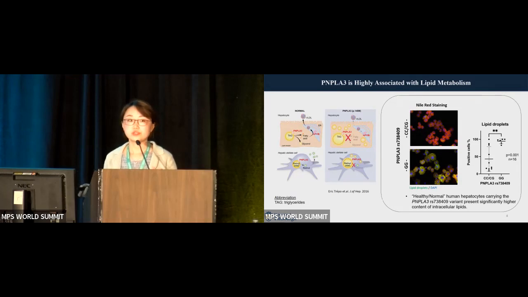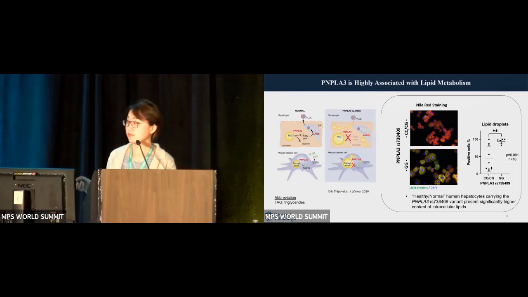So we used human primary hepatocytes to examine the intracellular lipid content with or without this mutant. And we used NAFLD to detect the lipid content. NAFLD is a dual probe. It will turn fluorescent green in a lipid-rich environment. Otherwise, it will stay in red.